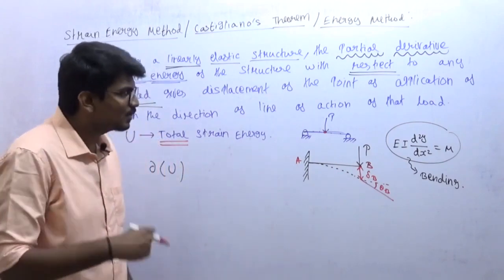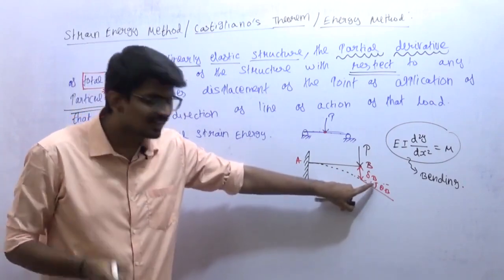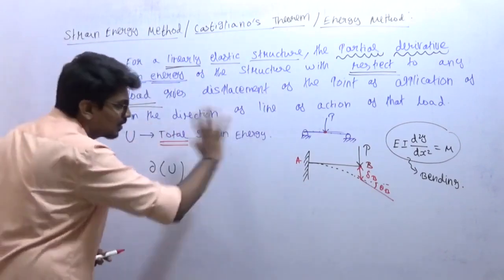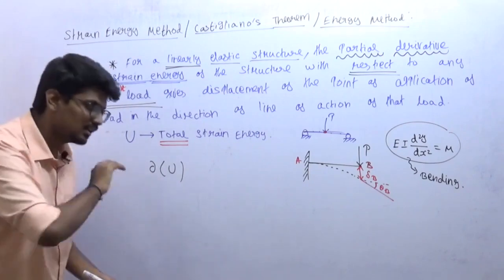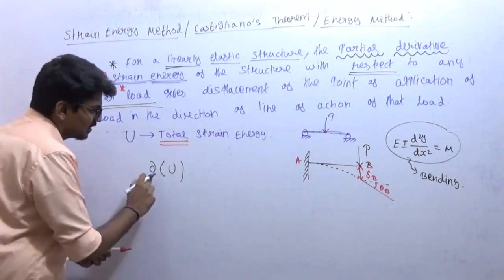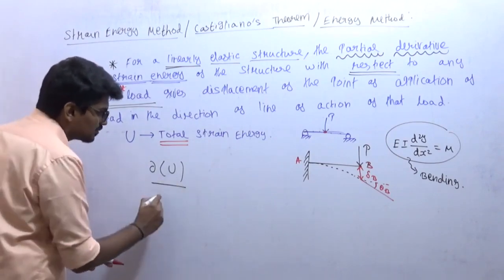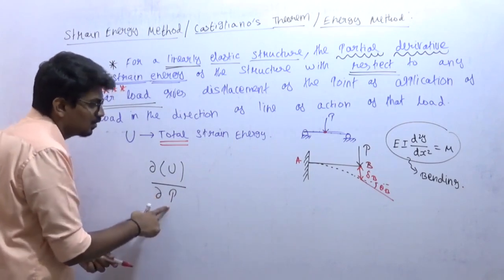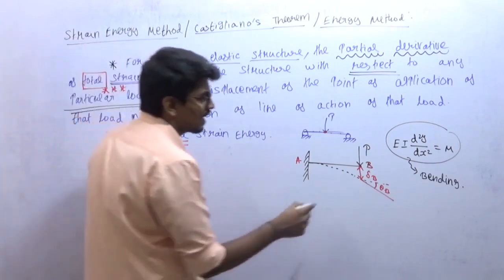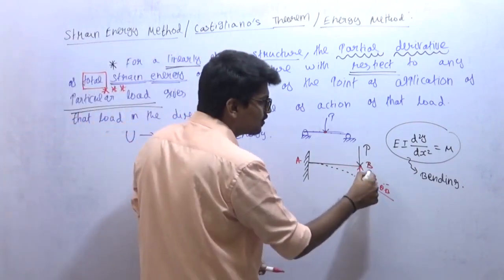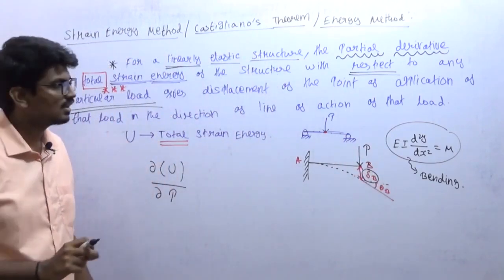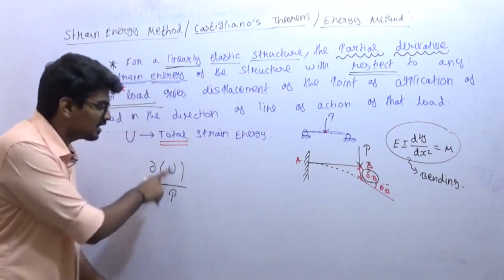If I want to determine deflection of point B, I will explain in a step-by-step manner. First step, calculate total strain energy. Don't worry about the point, calculate total strain energy. Second step, differentiate that total strain energy with respect to load. But here there is a restriction. Which load do I need to use? I need to use the load at the point where I need to find the deflection. Note it down carefully.